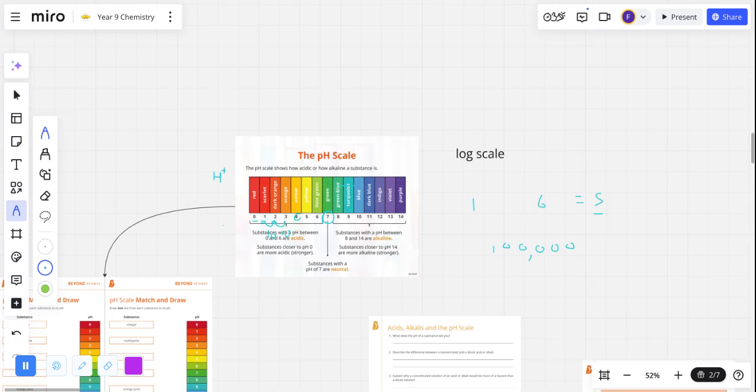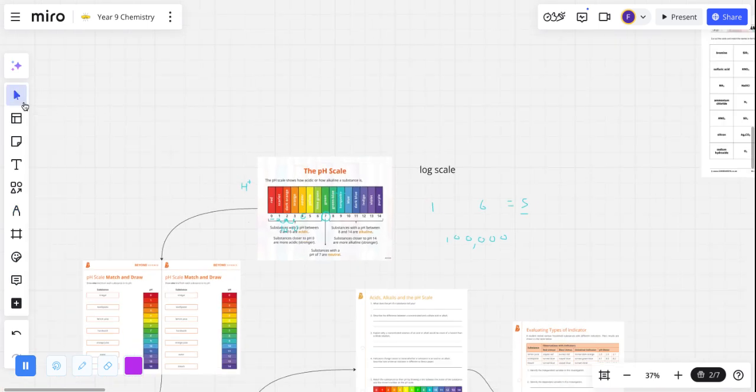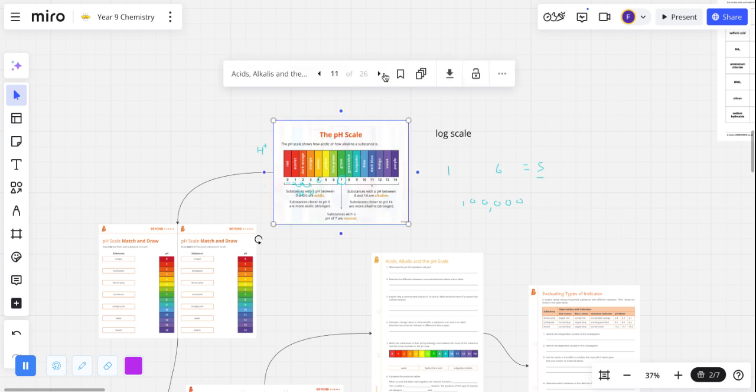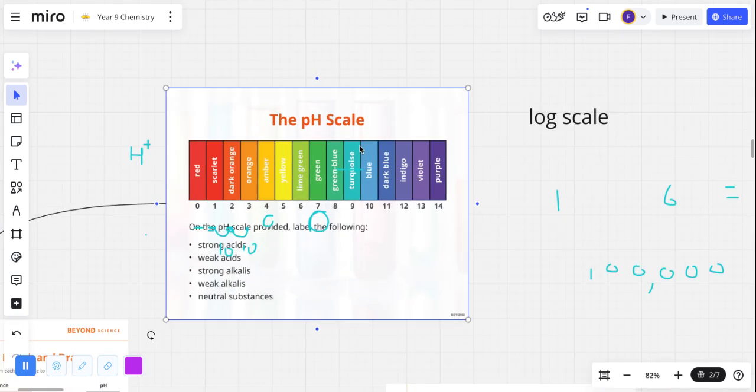We're not really going to work with a log scale today. That's something we do up in year 11. We'll do a tiny bit of work in year 10, year 11, but not much in year 9. Okay. So, strong acids to your left, mild acids or weak acids are 3, 4, 5, and 6. Weak alkalis 8, 9, 10, 11, and strong alkalis 12, 13, 14.